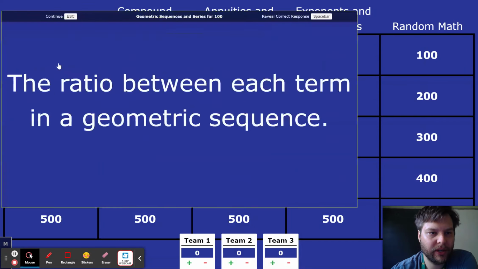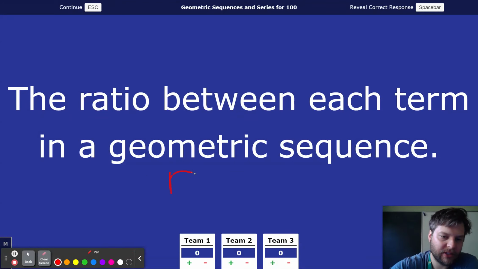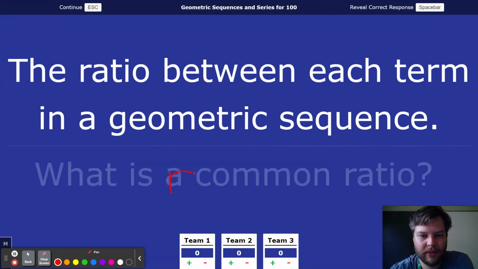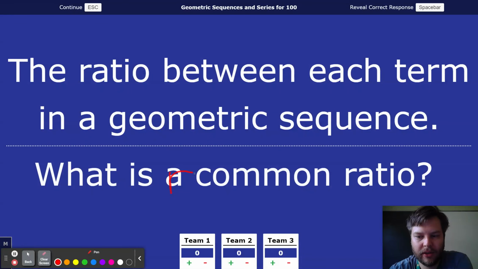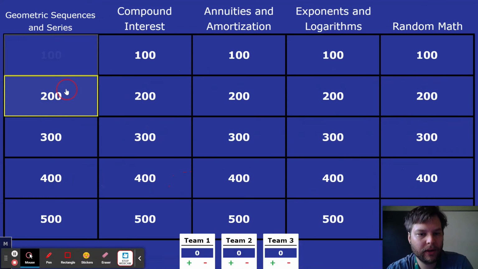So first, we're looking at geometric series and sequences. Little vocab check: the ratio between each term in a geometric sequence is the common multiplier. We usually just use the letter R for that. So common ratio, common multiplier, the letter R. Got it. Okay, next one. Oops, there we go. We'll make it work.